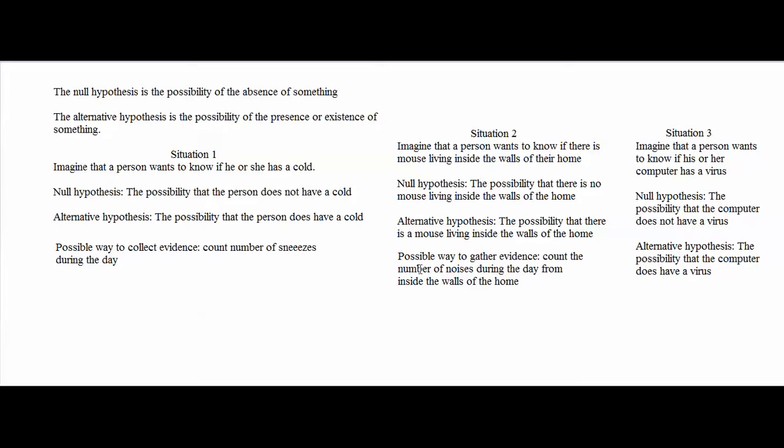But if the person hears a large number of noises, like 10 noises during the day, then the person will probably be convinced that there is a mouse living inside the walls of the home, because it isn't likely that the person would hear 10 noises during the day just by chance. So if the person hears a large number of noises, the person will be convinced that the null hypothesis is wrong, and that the alternative hypothesis is true. In other words, the person will be convinced that there is a mouse living inside the walls of the home.